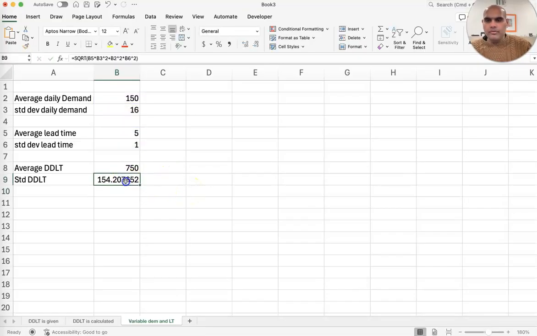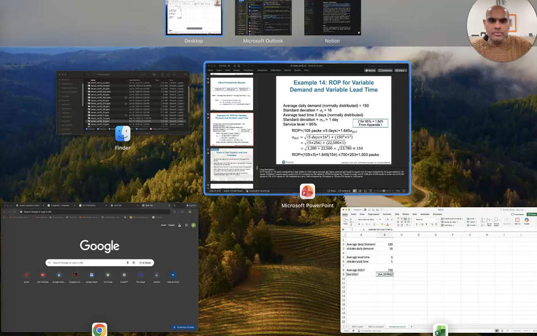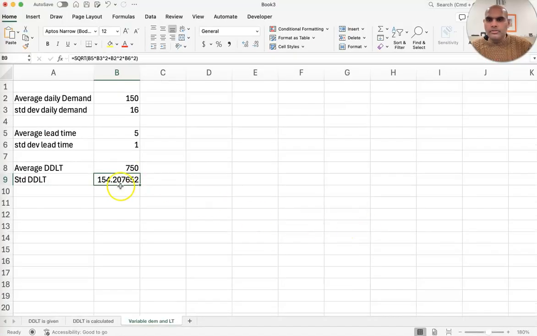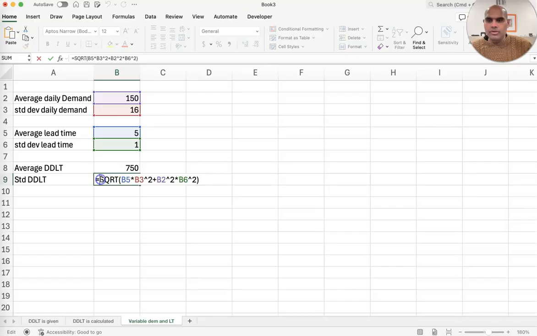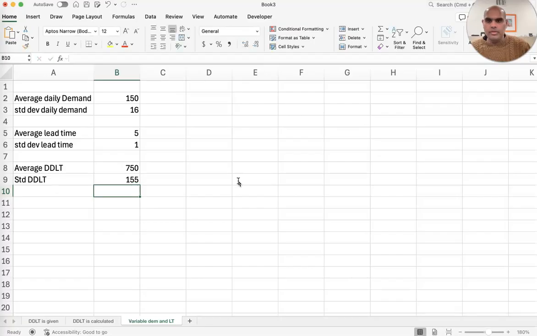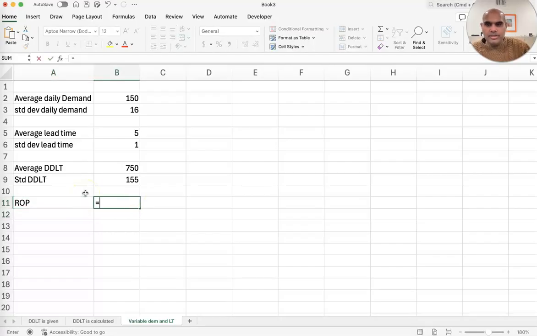There you go, 154 point, right? We got 154 point. And this I'm going to round. You know what, I like rounding up. I'm just going to say round up to 0 decimal places. 155, right? So that's my standard deviation of demand during lead time. And then I can calculate reorder point as these two numbers added together, 750 plus 155 will give me 905.